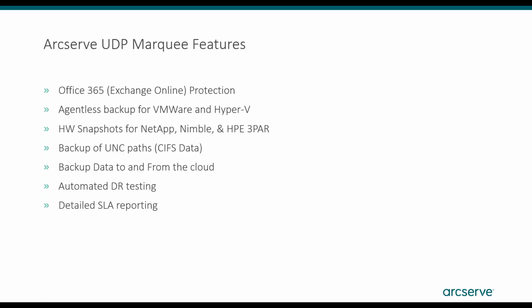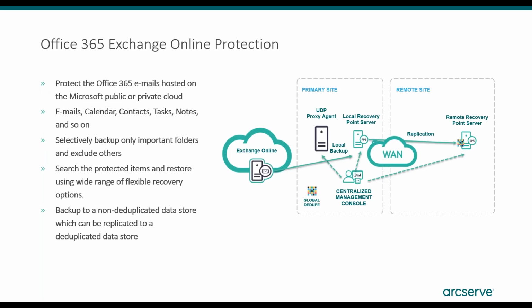I did mention VMware and Hyper-V agentless backups. We do support hardware snapshots for NetApp, Nimble, and 3PAR. We can back up not only servers, but also CIFS data, and UNC paths sitting out there as well. We can move data, back up data from the cloud or to the cloud, automated DR testing, detailed SLA reporting. All those are going to be in there as well.